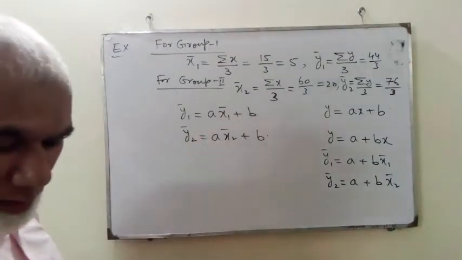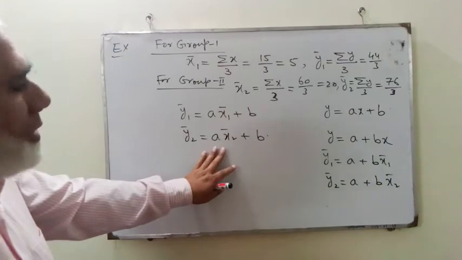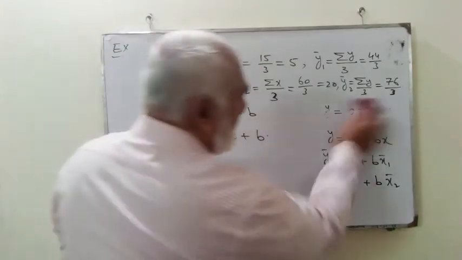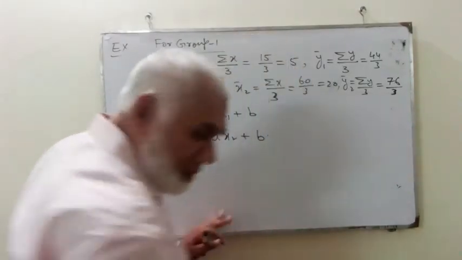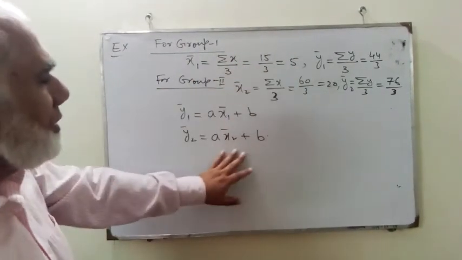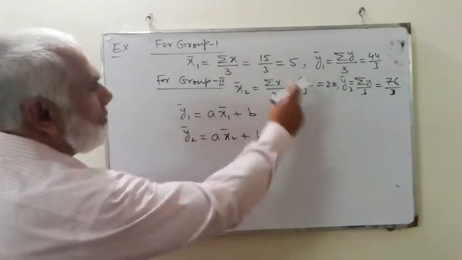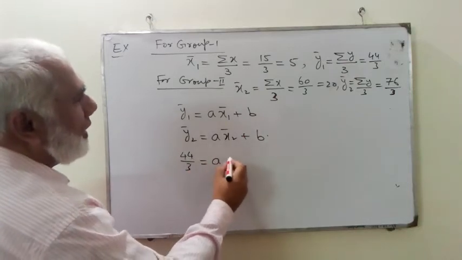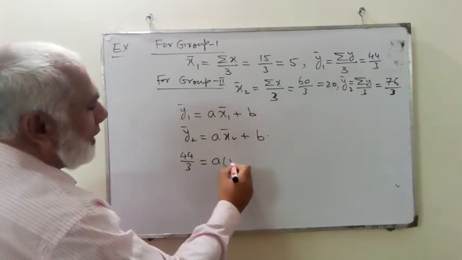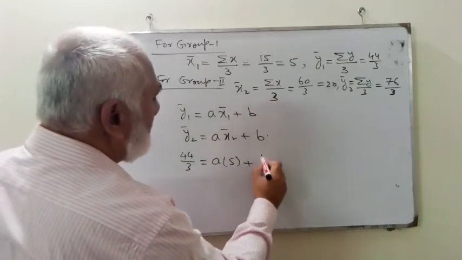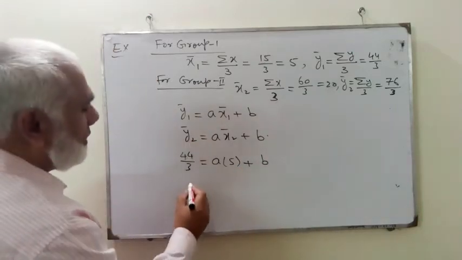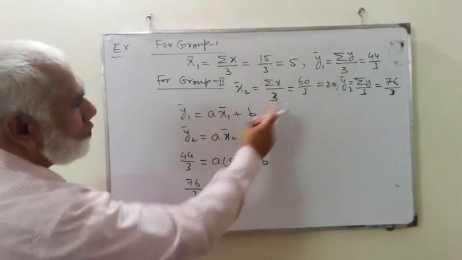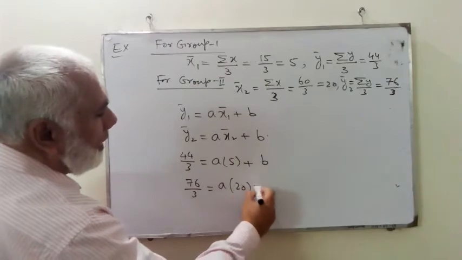Okay, now the whole picture is clear, and the next step is, of course, to bring all these values into these two equations. So here we are going to substitute this information. y1 bar, 44 over 3, equals a times x1 bar, which is 5, plus b as it is. And for y2 we have 76 over 3, equals a times x2 bar, which is 20, plus b.